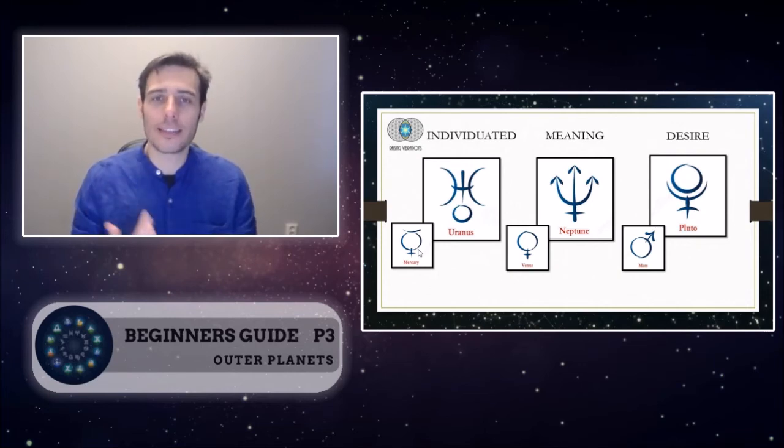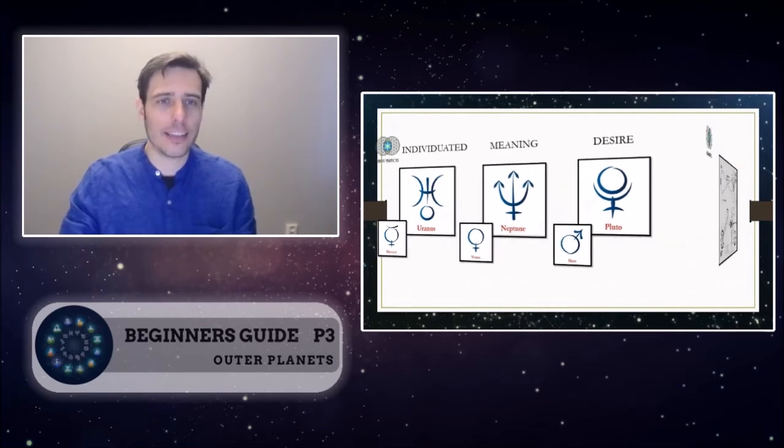So these outer planets move very slowly. And of course, they influence our culture, and they're generational. All right? Okay. So let's have a look at the next slide over here.